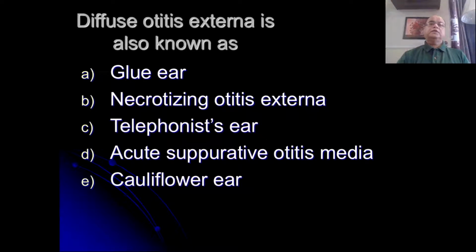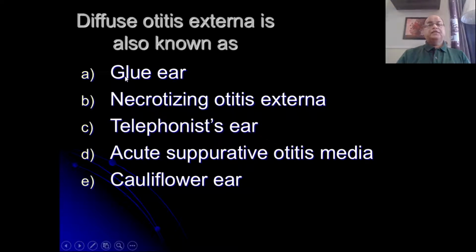So diffuse otitis externa is also known as, so these are the different options. As I mentioned in part 1 also, ideally after listening to or reading the statement of the multiple choice question, the answer should click in your mind. But sometimes this is not the situation. So in those cases, you can go for the options and think about those one by one and rule out. So ultimately you come to the conclusion.